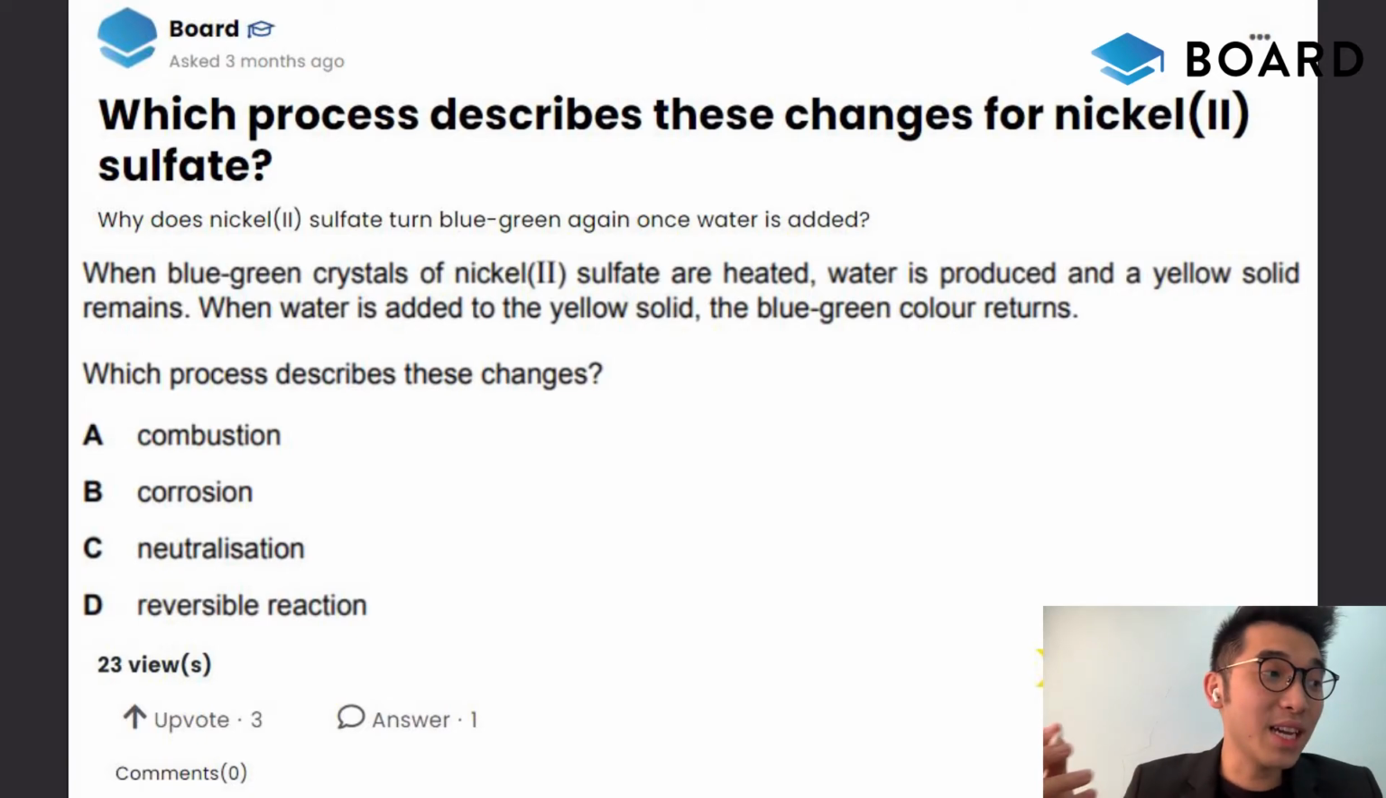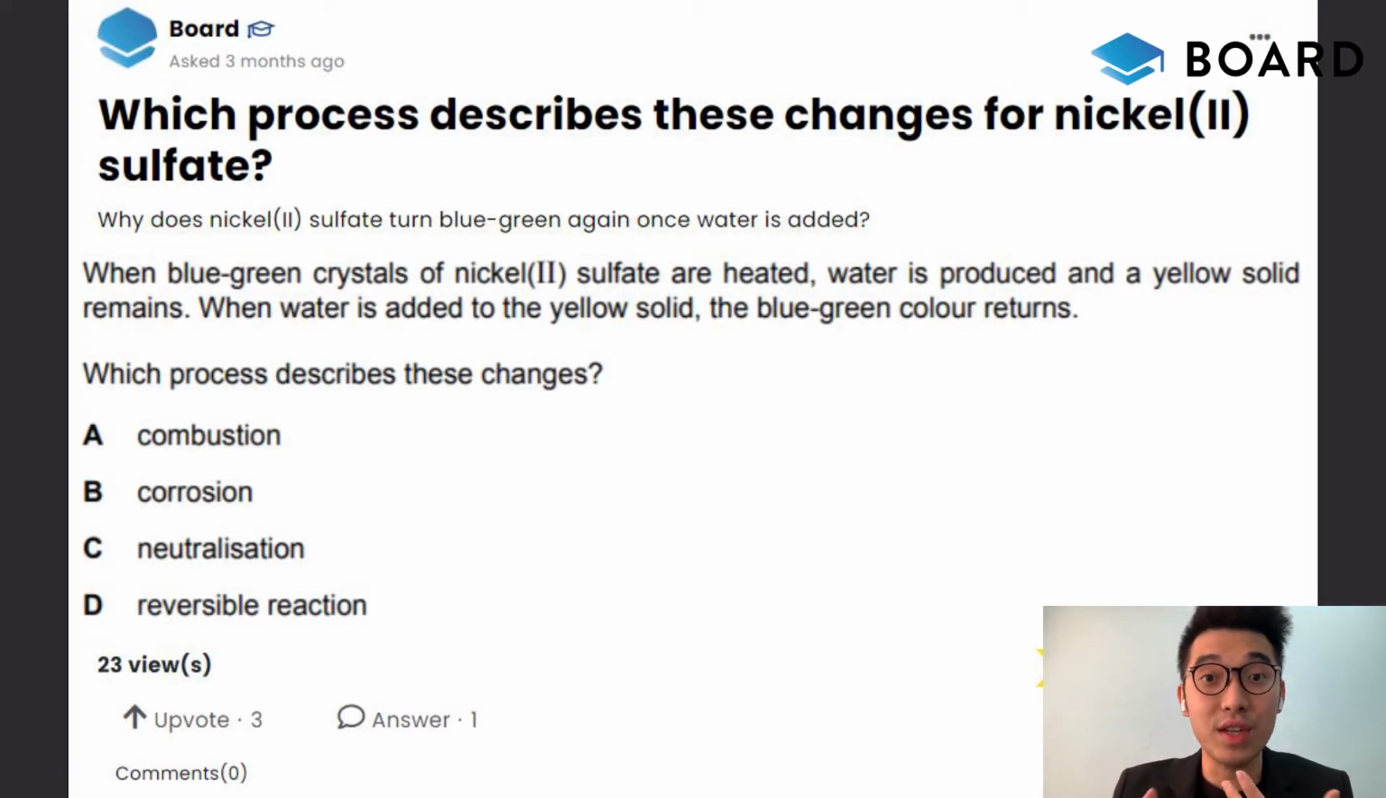So this entire process, as simple as it gets, is a reversible reaction. But of course, just for your extra information, a reversible reaction can happen to any kind of reaction that can go from reactants to products, and from products back to reactants. So it goes both ways.